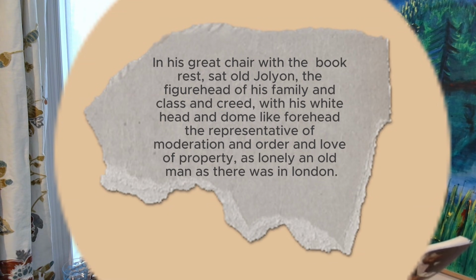"In his great chair, with the book rest, sat old Julian, the figurehead of his family and class and creed, with his white head and dome-like forehead, the representative of moderation and order and love of property, as lonely an old man as there was in London." And I think that description of old Julian really captures both John Galsworthy's writing as well as his characterization, as well as a lot of the themes and critiques and meanings behind what he is trying to say within this work.